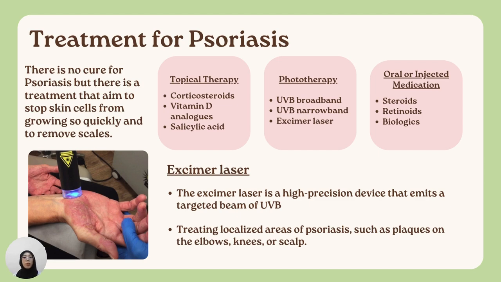Now I'm going to talk about the excimer laser. Excimer laser is a type of equipment that we use in treating patches of psoriasis. And the excimer laser is a high-precision device that emits a targeted beam of UVB. And it is used to treat localized areas of psoriasis such as plaques on the elbows, knees, or scalp.